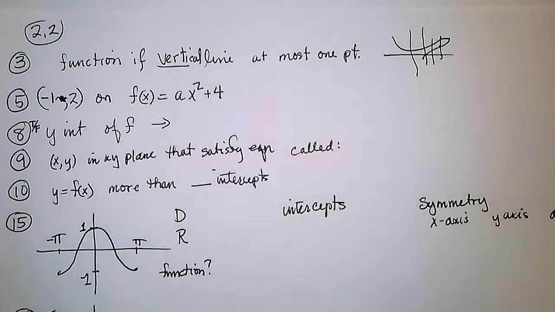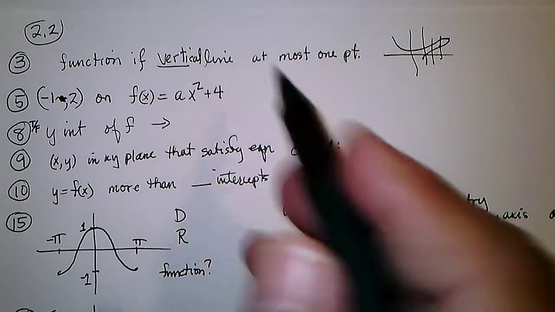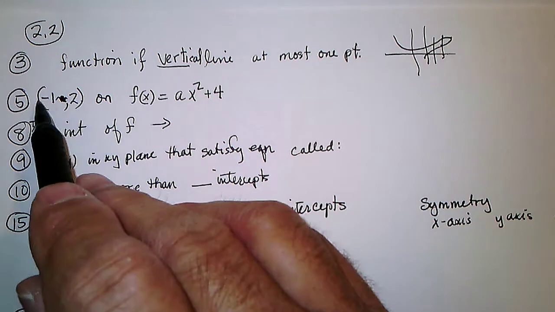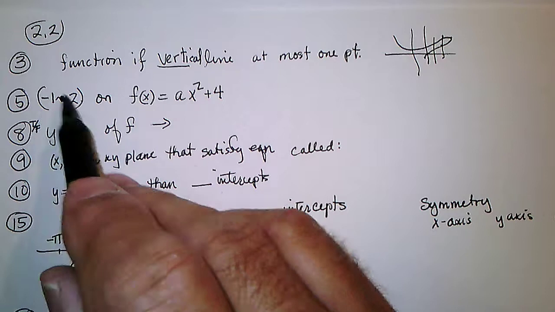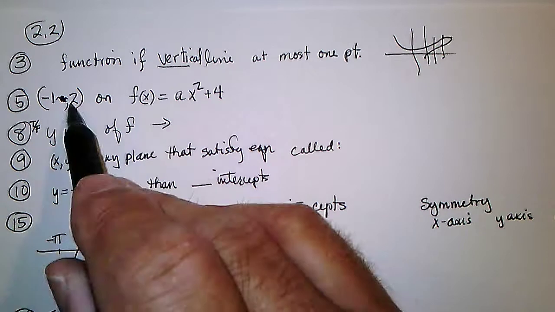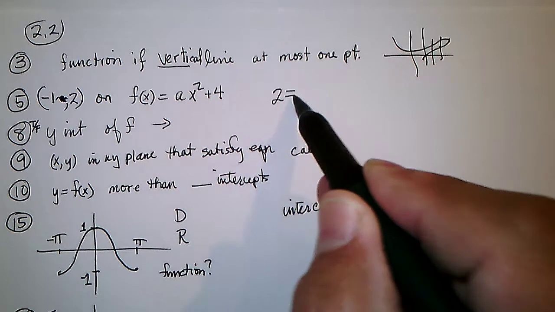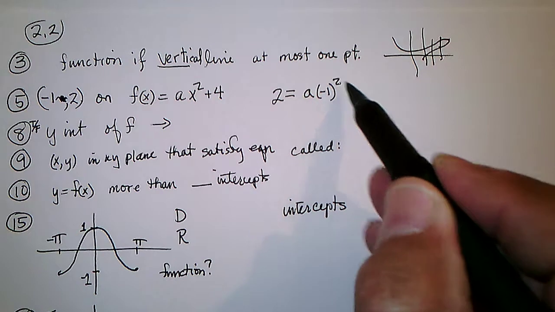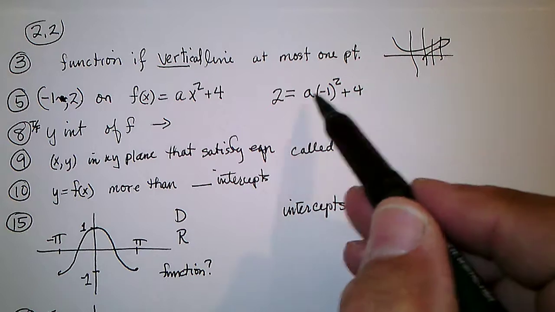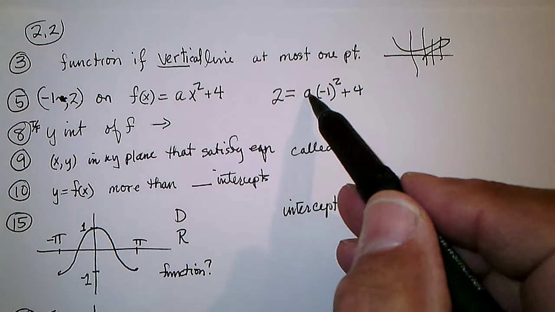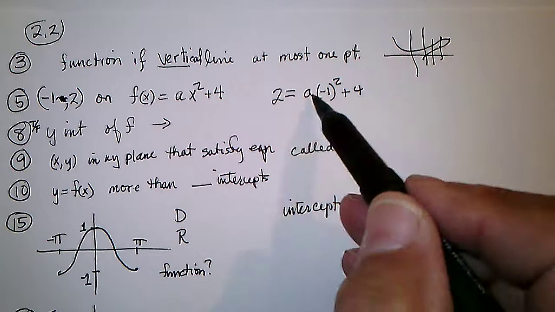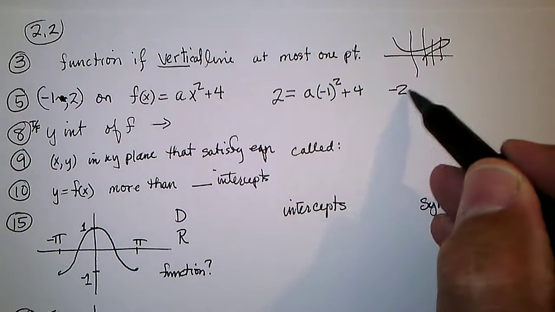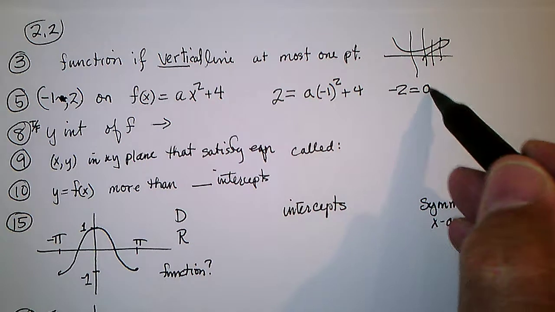vertical is C-A-L, not L-E. Now it says figure out a if this goes through minus 1, 2. That means x is minus 1 and y, this side, is 2. So 2 equals a times negative 1 squared plus 4. So negative 1 squared is 1 times a. So a plus 4 is 2. Then a must be, subtract 4, and you get negative 2 equals 1a, or a.